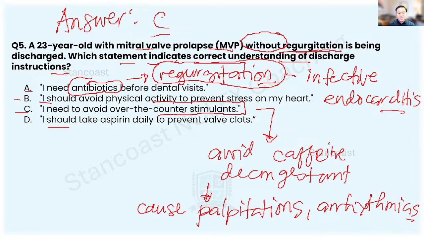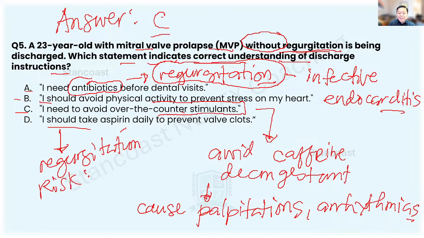Okay. Now, what about letter D? I should take aspirin daily to prevent valve clots. Well, the aspirin is not going to be useful. It's not going to be recommended for this patient, especially that there is no regurgitation. And this is only reserved to patients, again, for regurgitation, and if they have a history or a risk of developing thromboembolic events, or that tendency to develop blood clots. So they will be using the aspirin, but not in this patient that has no regurgitation at all. Okay, so we are left with letter C as our correct answer.